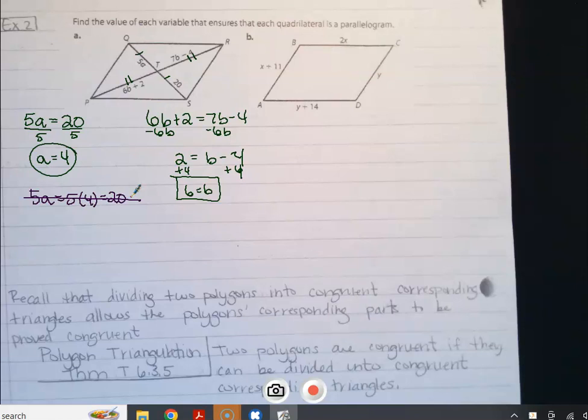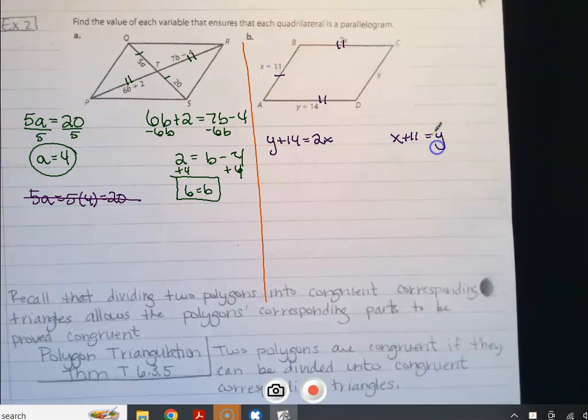Okay, so how about B? How would we look at B to do that one? Y plus 14 equals 2x, because these two sides are congruent. And then the other one should be X plus 11 equals y. All right, but then we're stuck with this idea of we have an x and a y. Can you put the 2x on the other side?